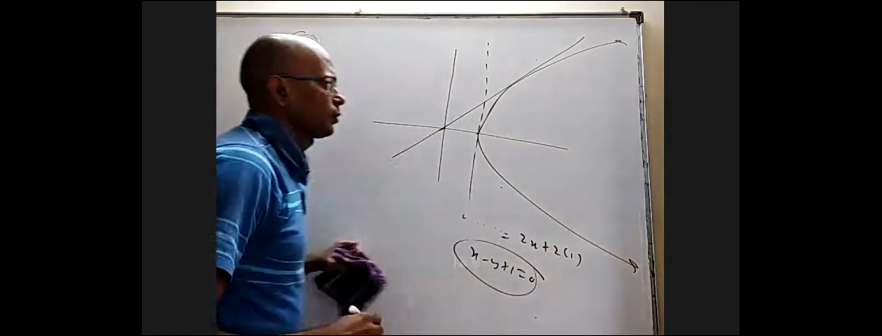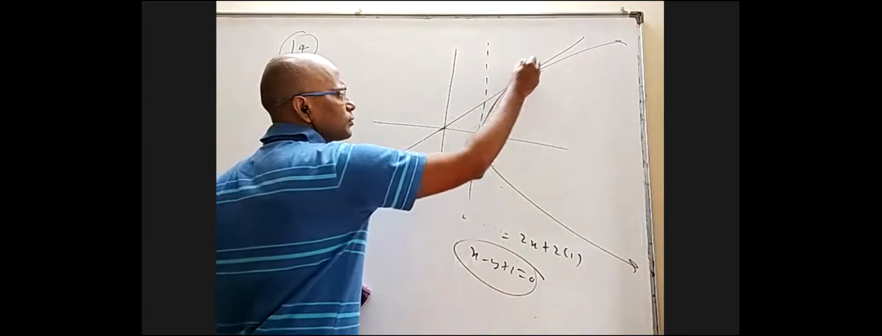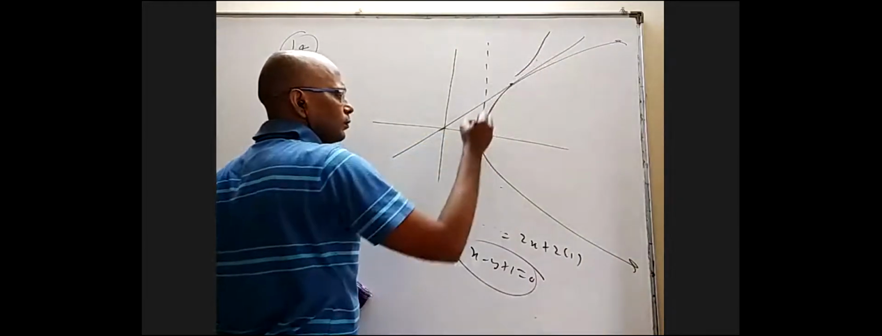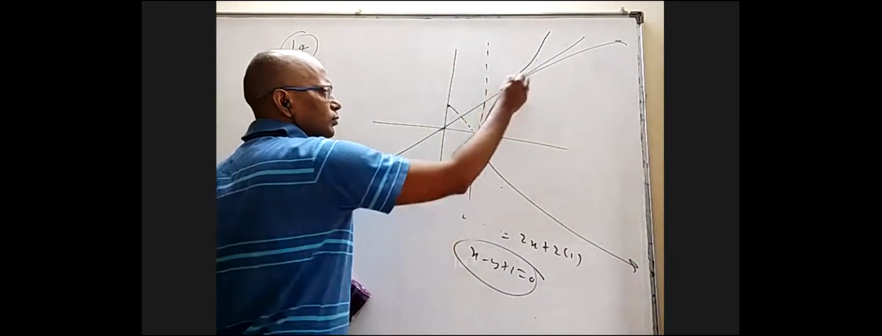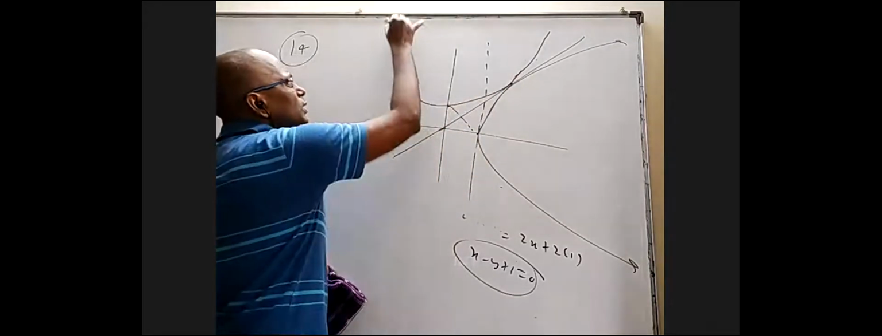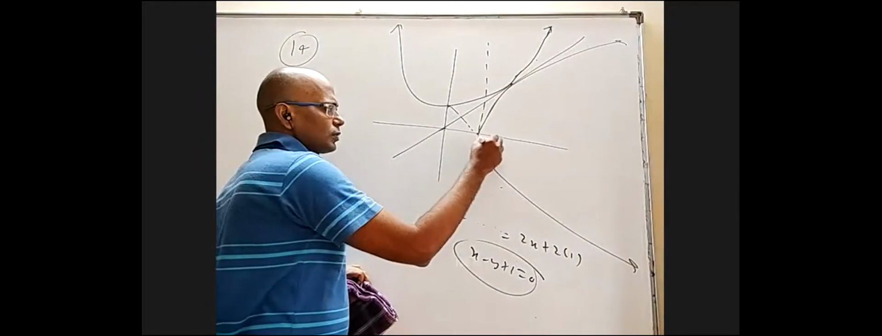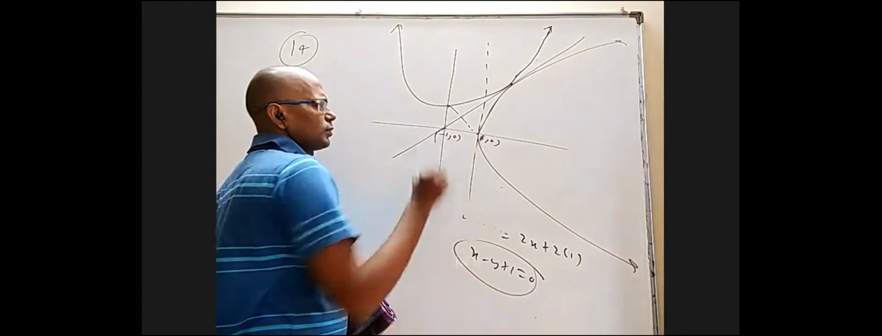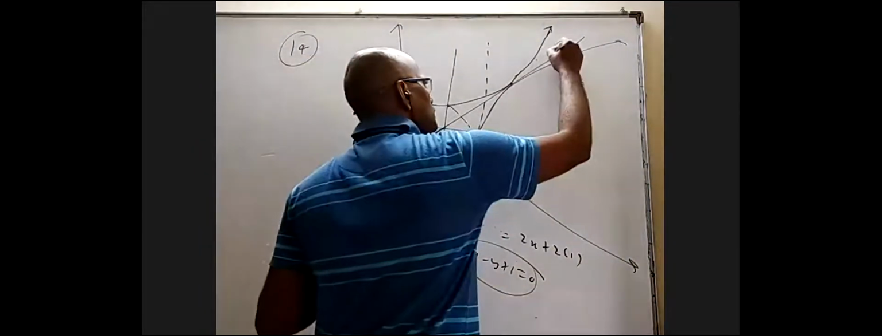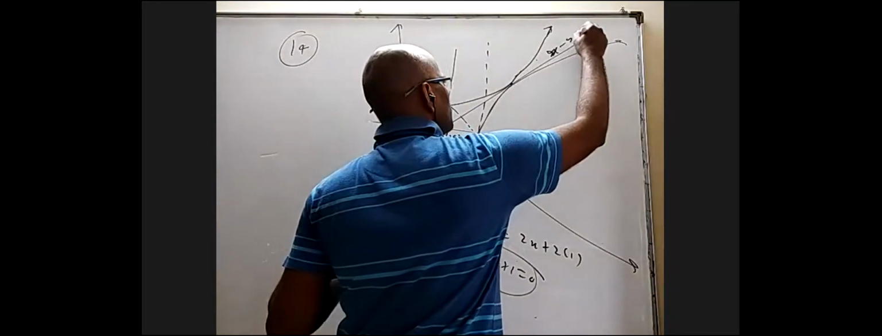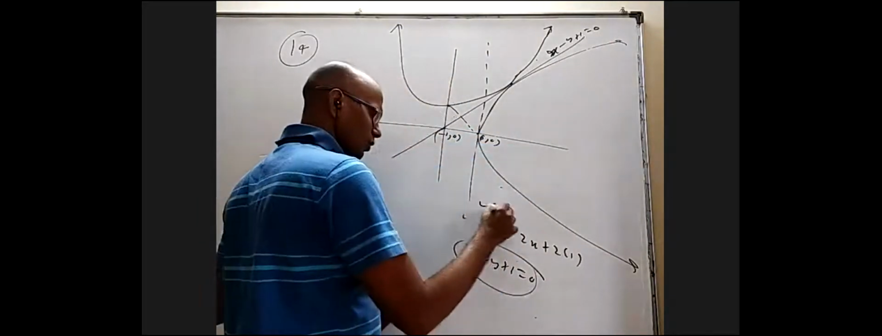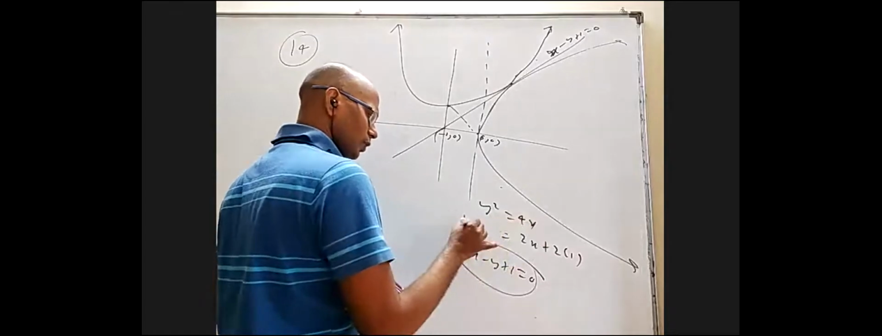Okay, this is one parabola and its mirror image will be like this. This is 0 comma 0. This is minus 1 comma 0. This is x minus y plus 1 equal to 0. This is y square equal to 4x.